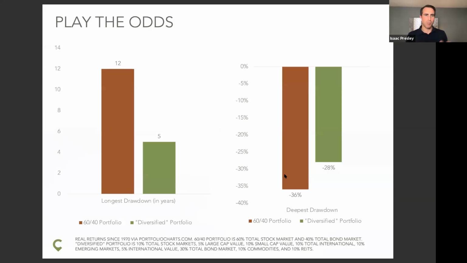So let's look at those 2 things, the play the odds. What we're looking at here is, in red, just a plain vanilla 60-40 portfolio. So 60% stocks, 40% bonds, against a more diversified portfolio. So it's still going to have stocks and bonds, but it's going to have different types of stocks, value stocks, international stocks, along with some other things like commodities or real estate investments. What you can see here is the portfolio in green, the more diversified portfolio, the odds are in its favor. The longest drawdown, in terms of number of years that it's underwater, is lower. And then in terms of the maximum drawdown that portfolio has experienced, about 8% lower in terms of maximum drawdown. So the odds are better for that portfolio.